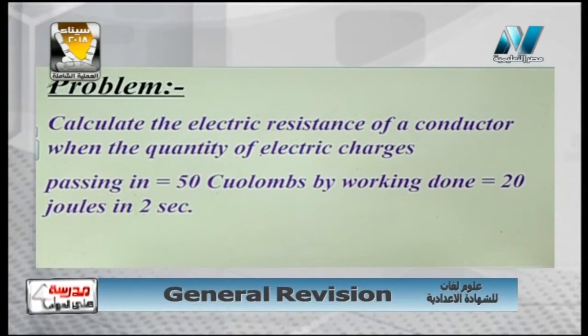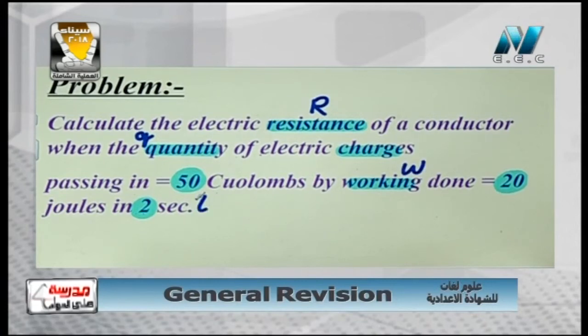Here we have a problem. Calculate the electric resistance of a conductor when the quantity of electric charge passing is 50 coulombs, by work done equal 20 joules in 2 seconds. We have some given: the quantity of electric charge Q equal 50 coulombs, work done W equal 20 joules, and time T equal 2 seconds. So we want to calculate the electric resistance, as we have unknown quantity R. But we have Q as a quantity of charge, W as work done, and T as a time.